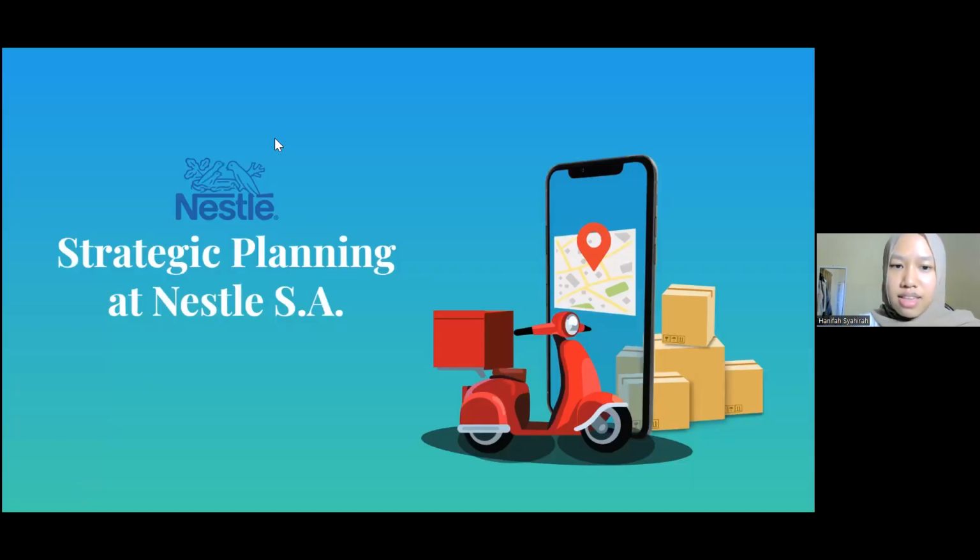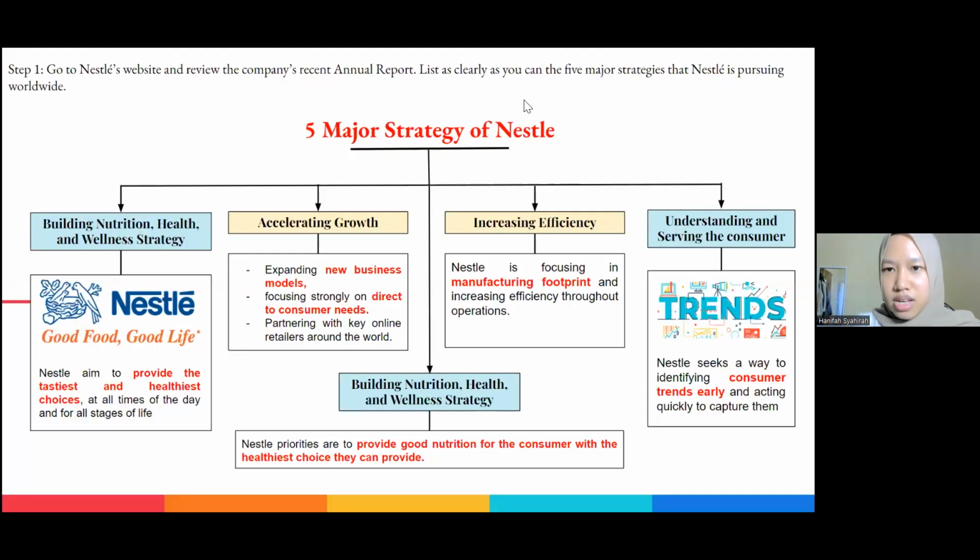So the next is about the strategic planning at Nestle SA. This is about the case study. The first step that the case study wants me to do is to go to the Nestle website and review the company's recent annual report and list the 5 major strategies that Nestle is pursuing worldwide. So the 5 major strategies of Nestle: building nutrition, health, and wellness strategy, like based on their quote, good food, good life, their slogan.